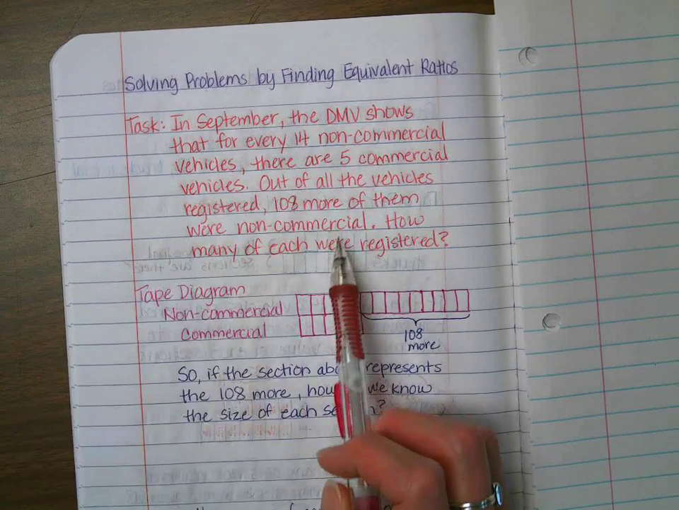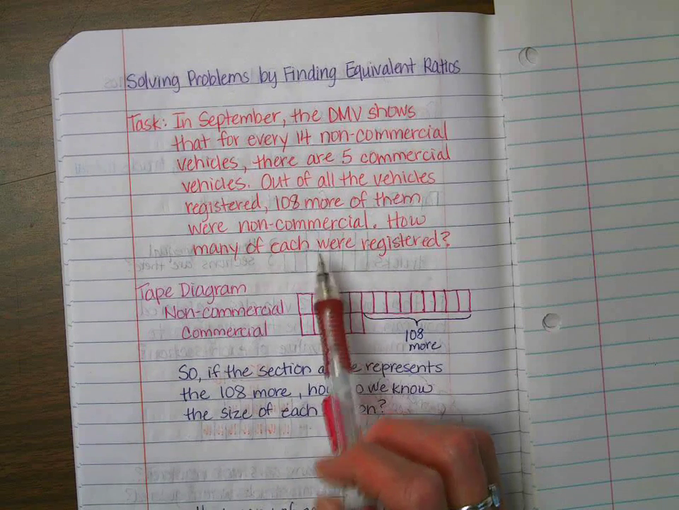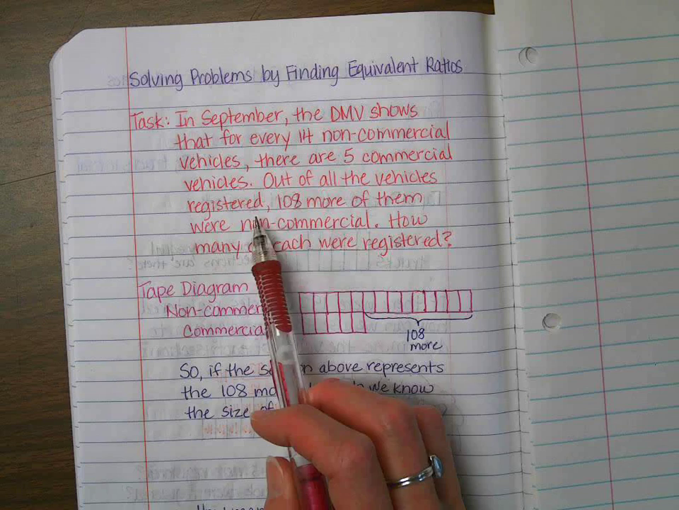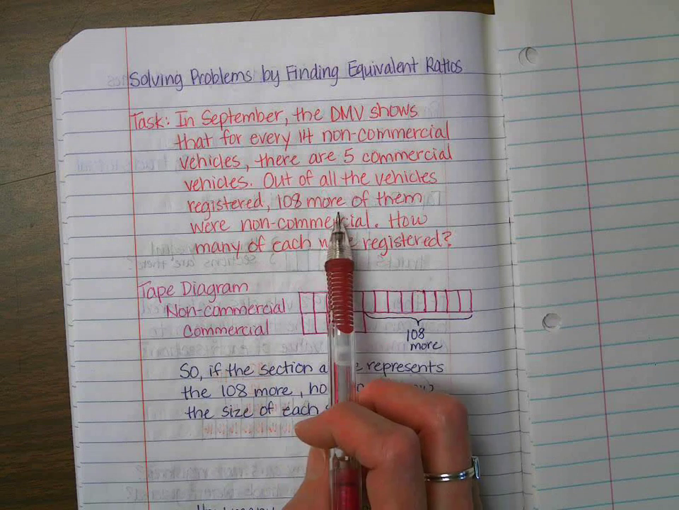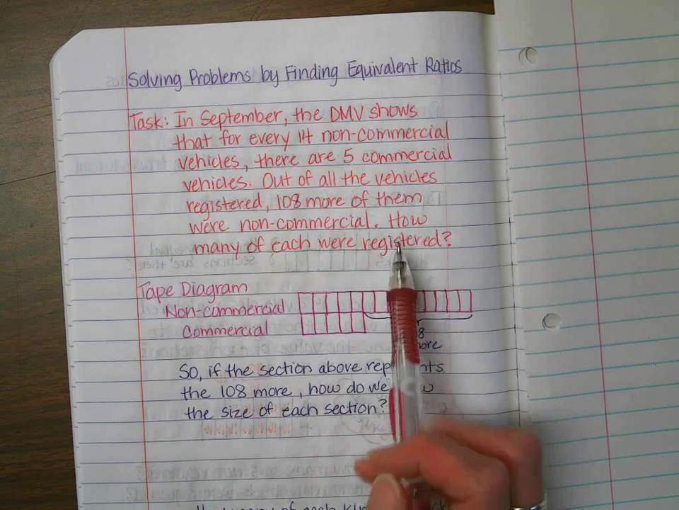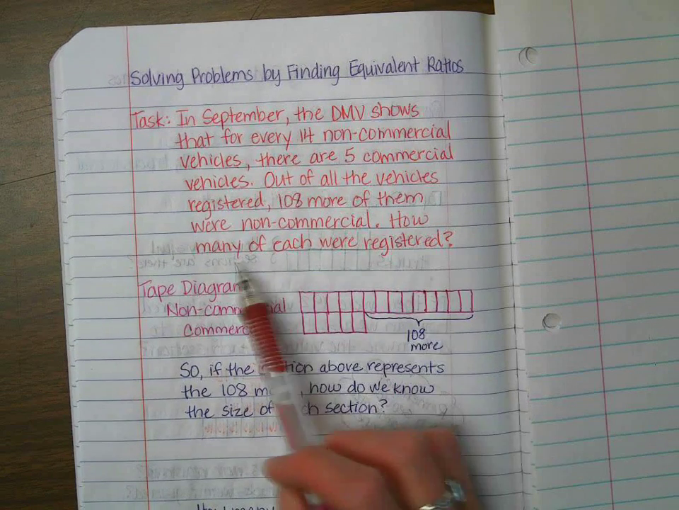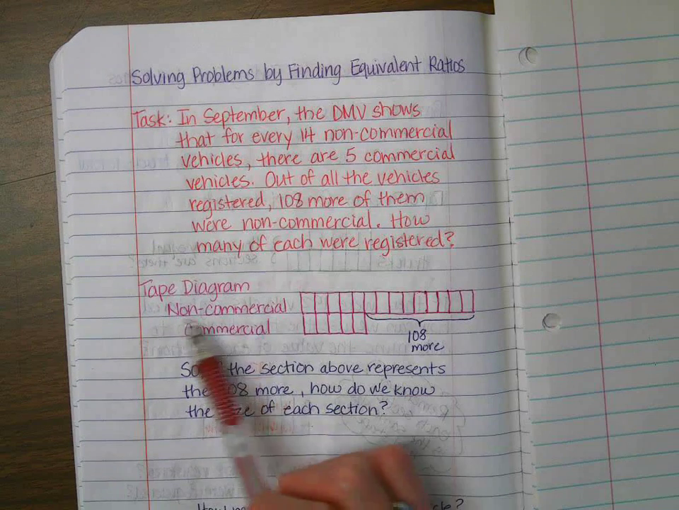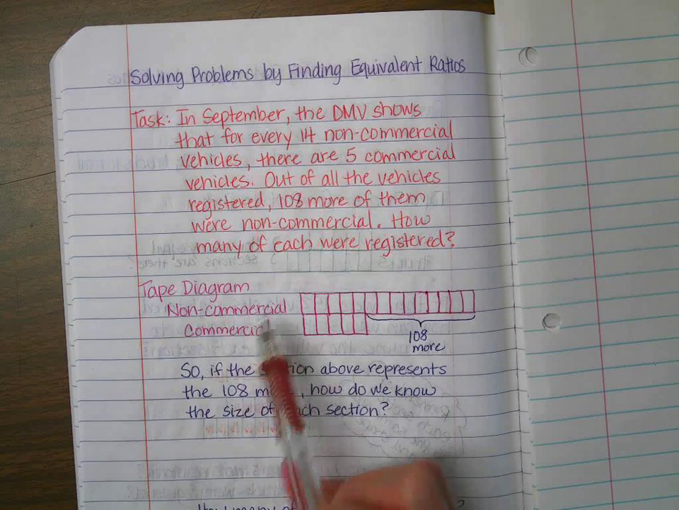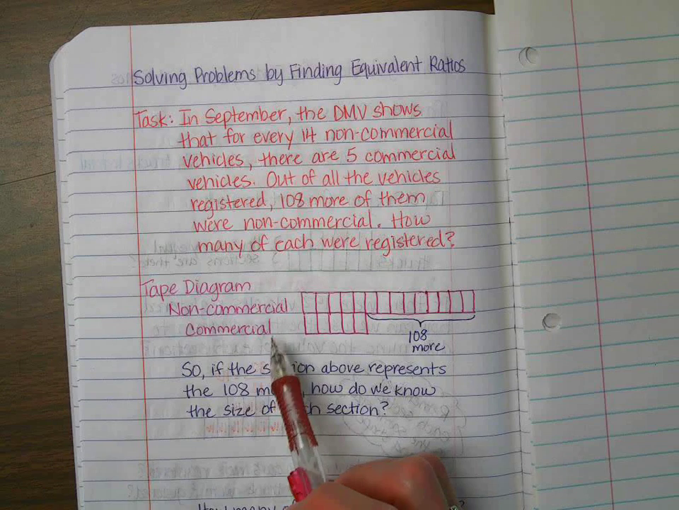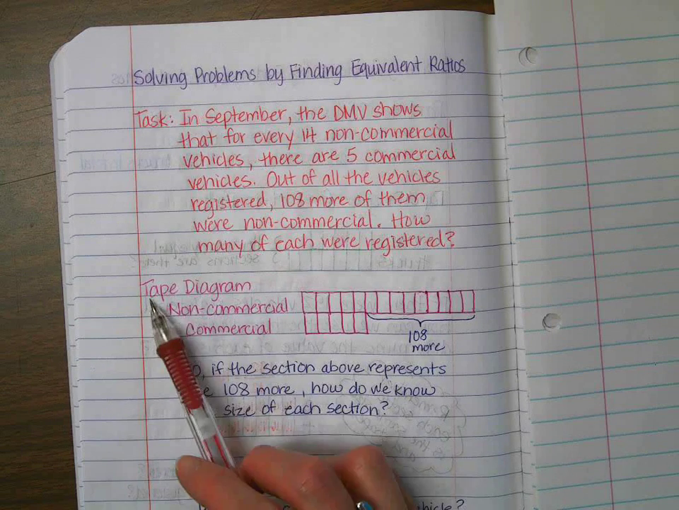Out of all the vehicles registered, 108 more of them were non-commercial. Now, wait a minute. Let me read that. Okay. Out of all the vehicles registered, 108 more of them were non-commercial. So the question that we have to figure out is how many of each were registered. We want to know the actual number of non-commercial registered and the actual number of commercial registered.